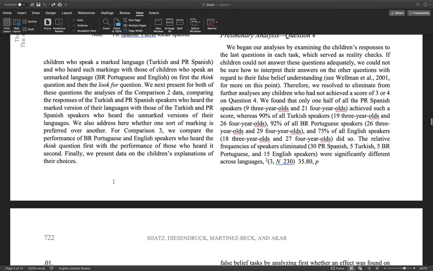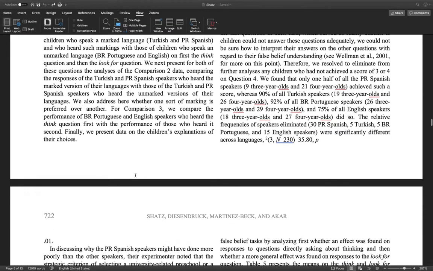We also address here whether one sort of marking is preferred over another, or better, I'd say, instead of preferred. For comparison 3, we compare the performance of Brazilian, Portuguese, and English speakers who heard the think question first with the performance of those who heard it second. Finally, we present the data on children's explanations of their choices.